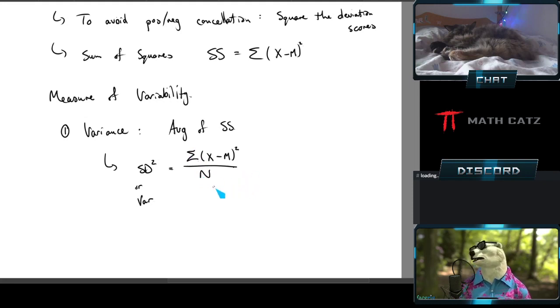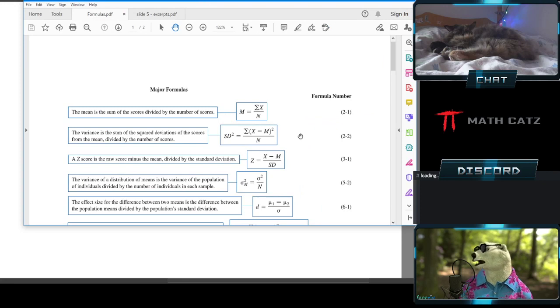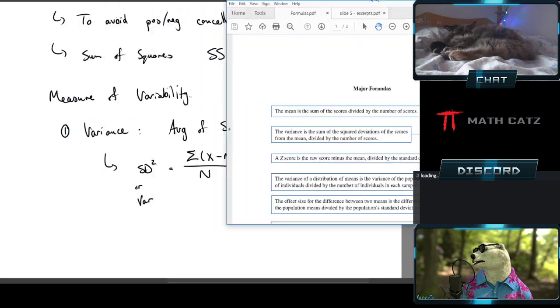In later situations, we're going to change this to an n minus 1 for fancy reasons. Right now, conceptually, we're just going to have some numbers, and the variance for those numbers will use an n. So don't worry about this too much. This is actually going to be our next formula, Formula 2.2. You see it over there with a little description. The variance is the sum of the square deviations of the scores from the mean divided by the number of scores.